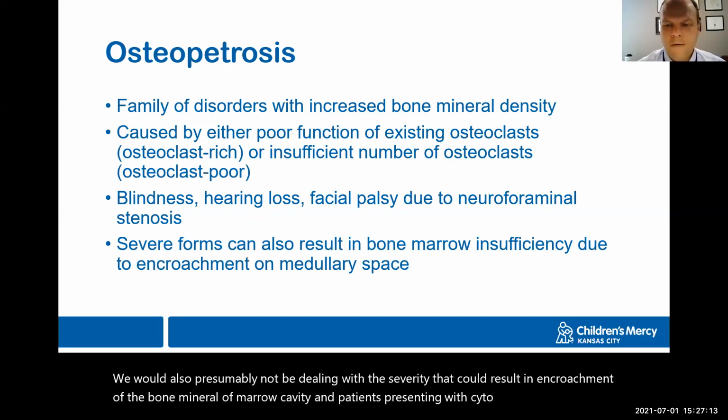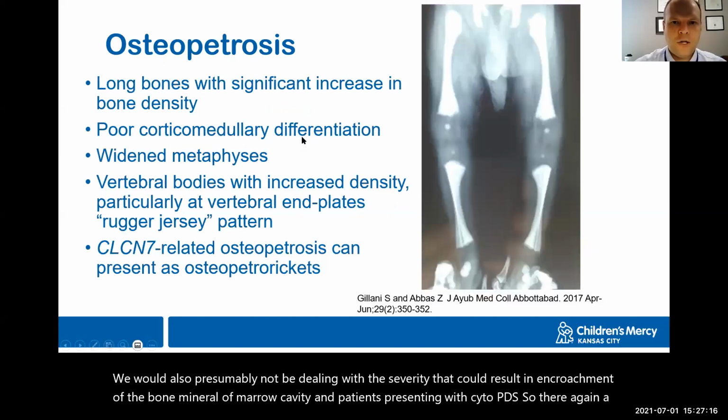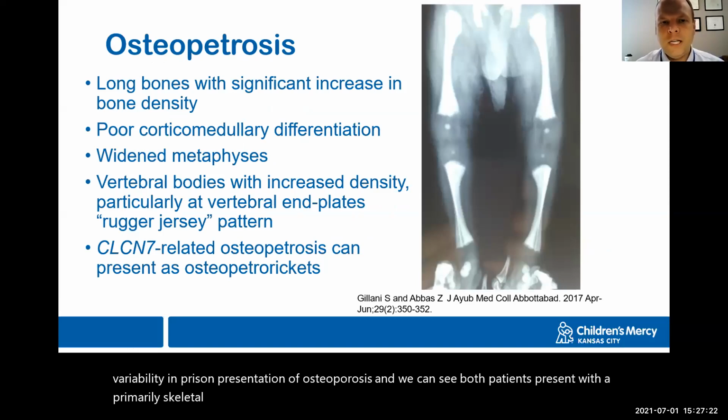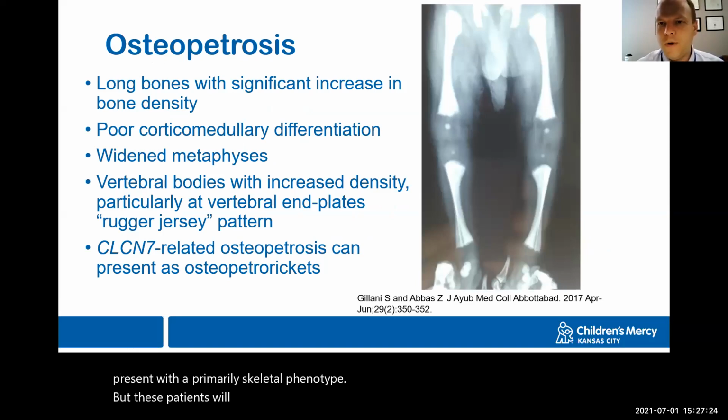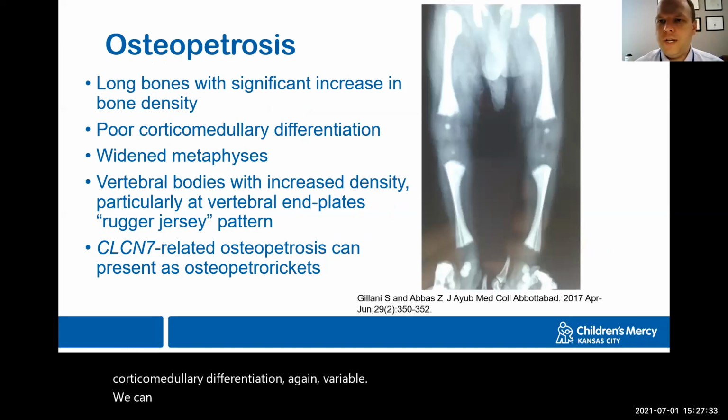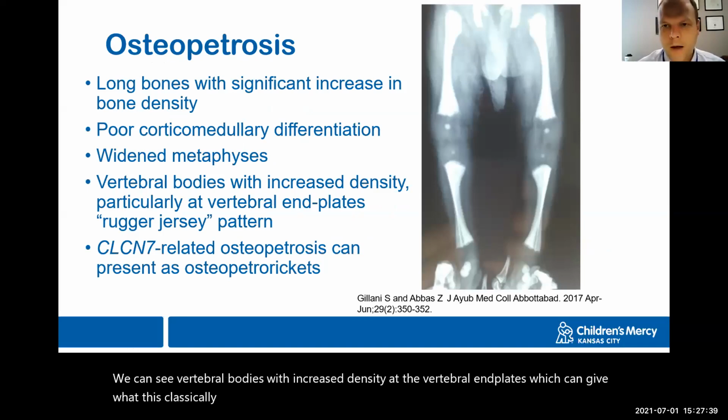So there, again, is variability in presentation of osteopetrosis, and we can see patients present with a primarily skeletal phenotype. But these patients will have a significant increase in bone density. They'll tend to have poor corticomedullary differentiation, again variable. We can see vertebral bodies with increased density at the vertebral end plates, which has classically been called a rugger jersey pattern.